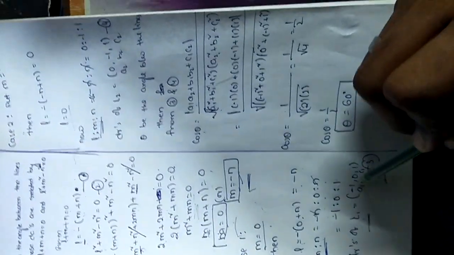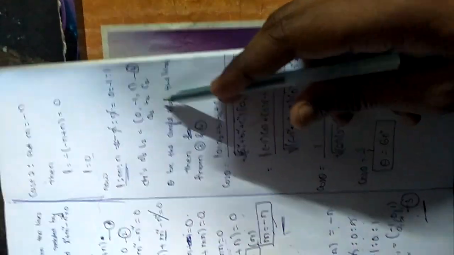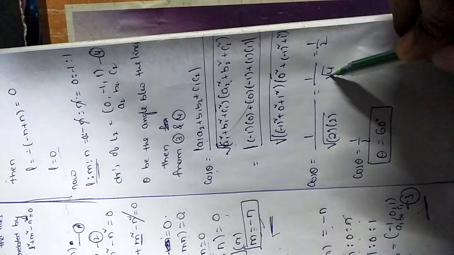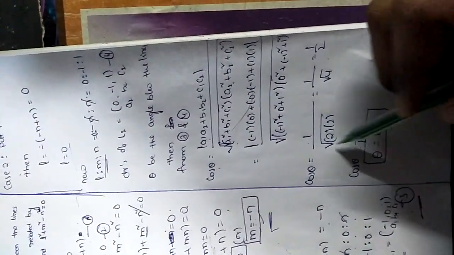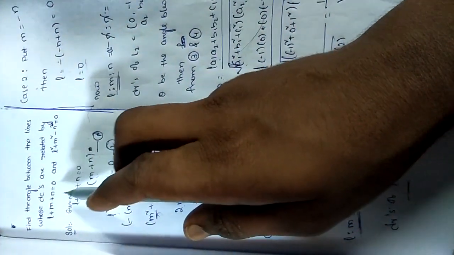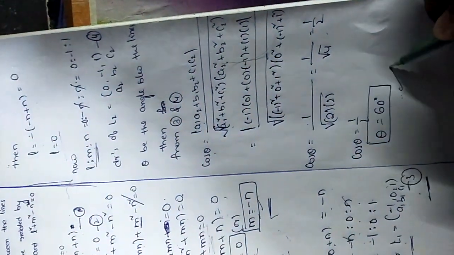As we know the values of A1, B1, C1 and A2, B2, C2, we substitute all these values in this formula. As we simplify, we get cos theta is equal to 1 by 2, which means theta is equal to 60 degrees. So the angle between two lines whose DCs are L plus M plus N is equal to 0 and L square plus M square minus N square is equal to 0 is 60 degrees.